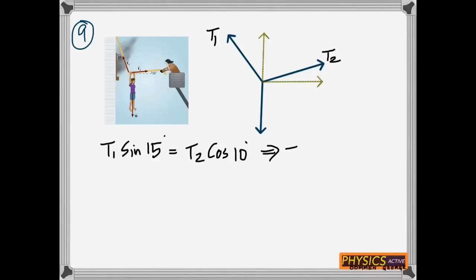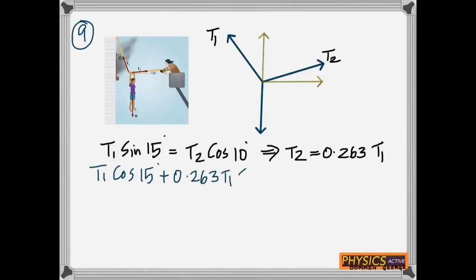And when you do that, see, this system is not moving, so you get T1 sine 15 is equal to T2 cos 10, because this component is going to be T2 cos 10. This is T1 sine 15. They must be equal to each other. That's taking the net force along the x-axis. On substituting the numbers for sine 15 and cos 10, that's what you get.